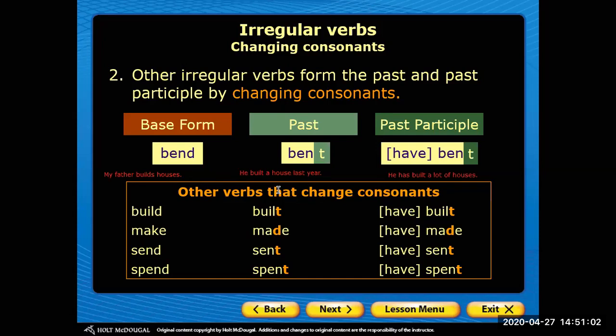هو بنى بيت السنة اللي راحت. Very good. هو بنى بيت السنة اللي راحت. Meaning he already built it and you specified when. When did he build this house? Last year. Very good. How about the third one? هو بنى بيوت كثير. Yes, but I'm gonna borrow.